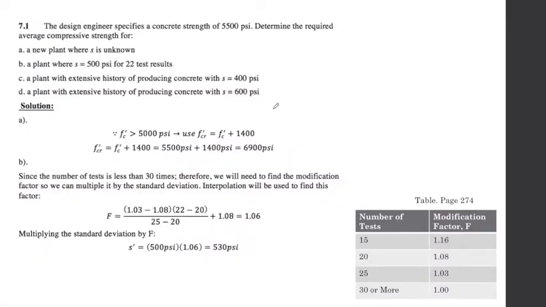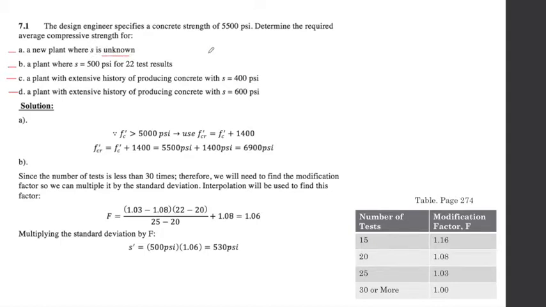The second problem is from chapter 7, problem number 1. We will be doing a design problem. The problem statement is: the design engineer specifies a concrete strength of 5,500 pounds per square inch, psi. Determine the required average compressive strength for four scenarios. In the first scenario, a new plant where S, which stands for the standard deviation, is unknown.